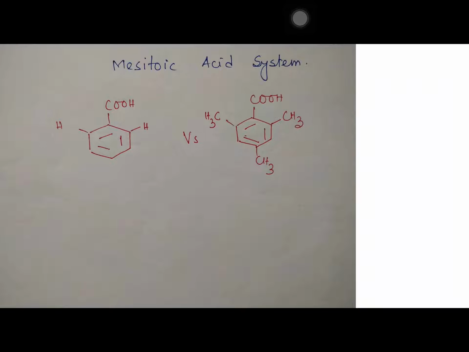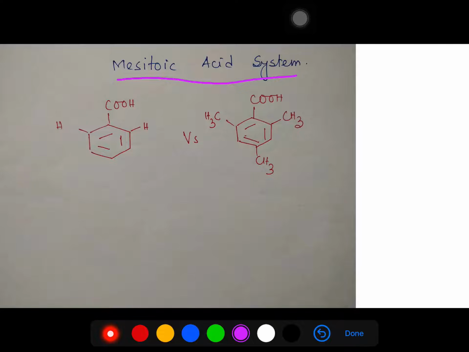So today we are going to discuss an important topic, that is the mesitoic acid system. It's very interesting, so I believe it could be important for your exam. So what is mesitoic acid? This molecule is mesitoic acid, and this is a simple benzoic acid. Why have I selected the benzoic acid example? Because we are all quite familiar with benzoic acid and its reactivity. If we compare the two, we can understand how special mesitoic acid is.